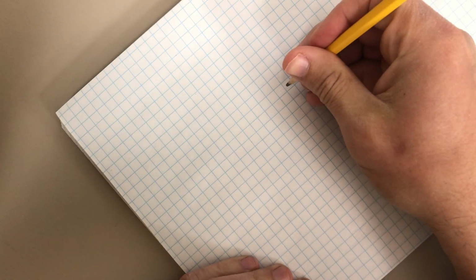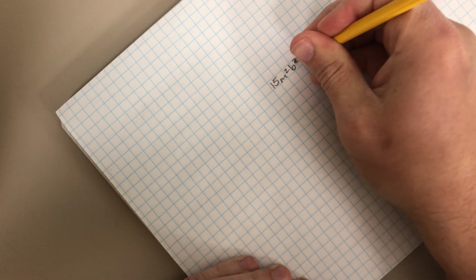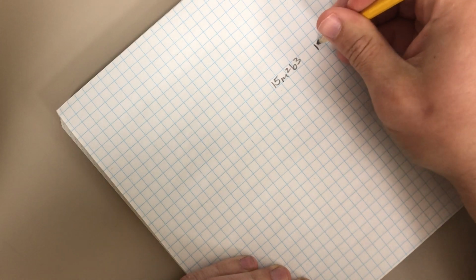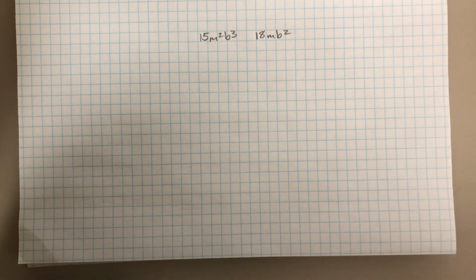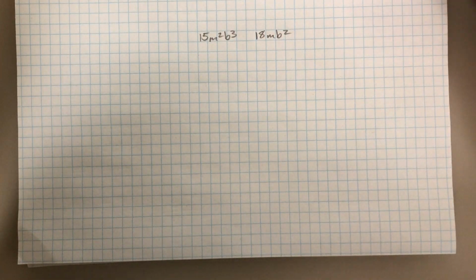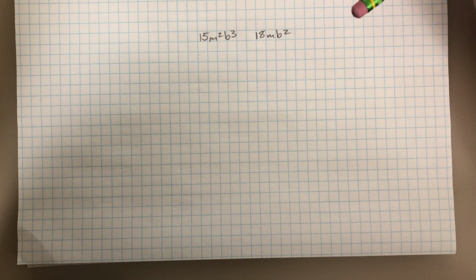Let's get started. First, we need to talk about least common multiples of polynomials. How do you find the least common multiple of a polynomial? So first, let's consider 15m squared b to the third and 18mb squared. Okay, what's the least common multiple of those? The reason we want to work on finding the least common multiple is because when we have fractions later on that have unlike denominators, we want to use the least common multiple to find a common denominator.